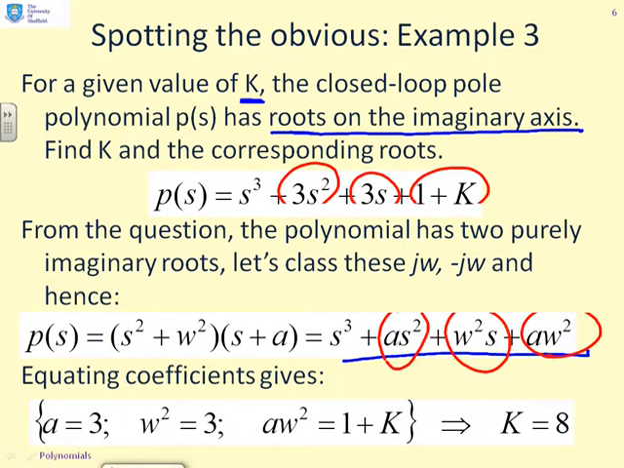A equals 3, that's from as squared equals 3s squared. Omega squared equals 3, that's from omega squared s equals 3s. And a omega squared equals 1 plus k. And therefore I end up with k equals 8.